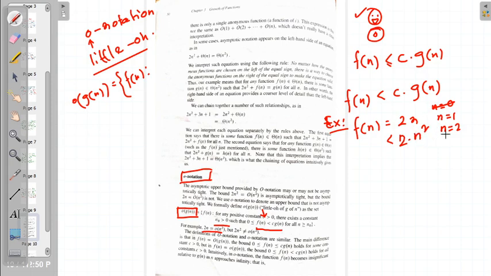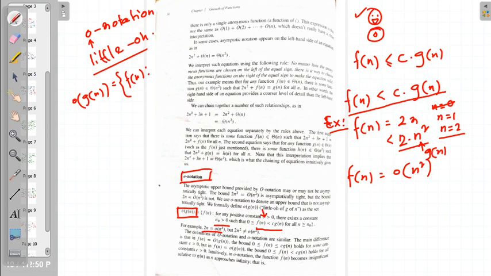So for n0 greater than or equal to 2, we are getting this satisfied. So f(n) is strictly less than 2 times n square. Whenever this condition is satisfied, we say that f(n) is small o of g(n), that is n square. This is our g(n), small o of n square, right?